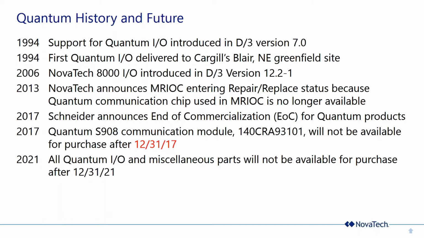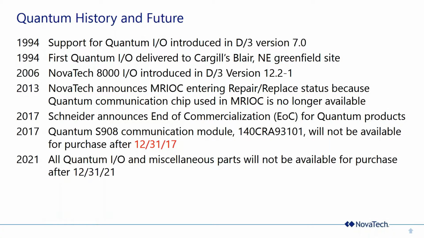For a reference point, in 2006, we introduced the 8000 IO. We worked with what was then MTL company to OEM the 8000 IO and introduced some things in there that we needed. MTL was later purchased by GE. In 2013, NovaTech announced that the MROC board, that's the board inside the PCM that talks the S908 interface to Modicon, was entering the repair and replace status because the MROC chip was no longer available.